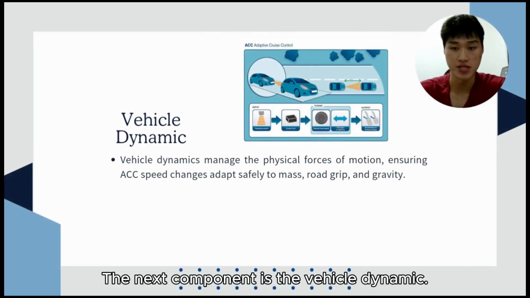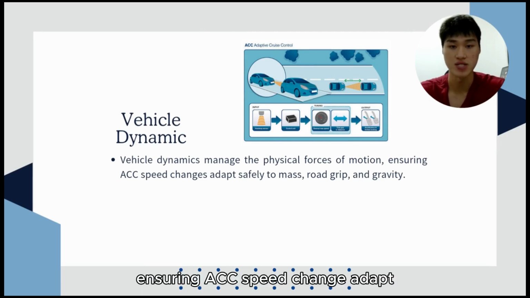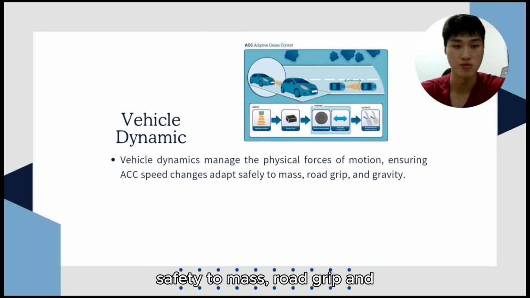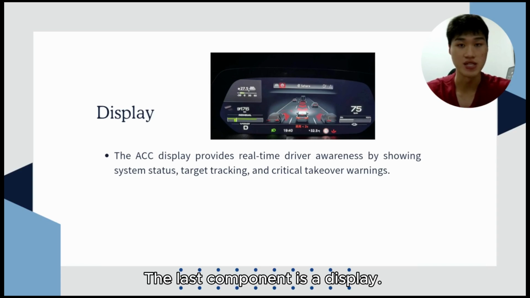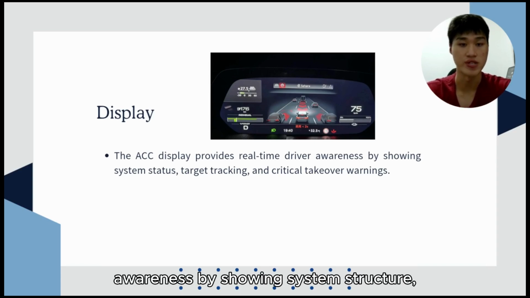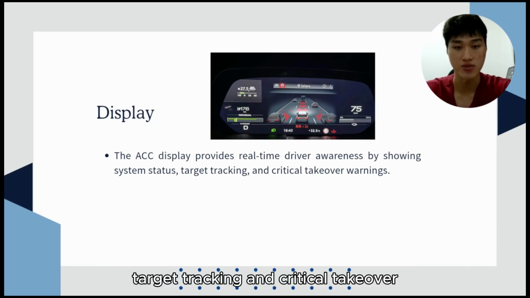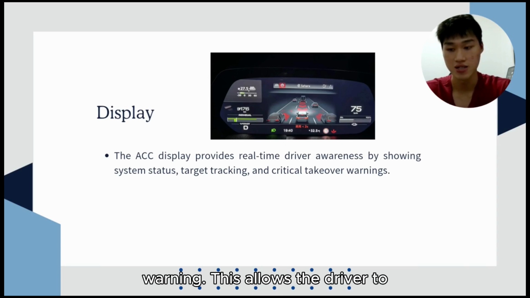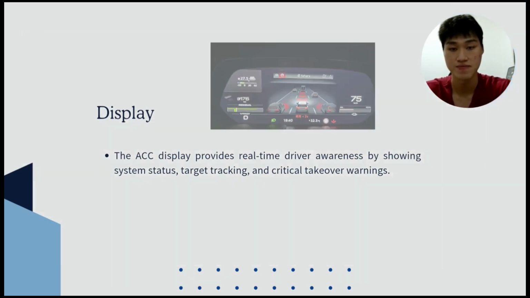The next component is the vehicle dynamics. It manages the physical force of motion, ensuring ACC speed change adapts safely to mass, road grip, and gravity. The last component is the display. The ACC display provides real-time driver awareness by showing system status, target tracking, and critical takeover warning. This allows the driver to monitor the system easily.